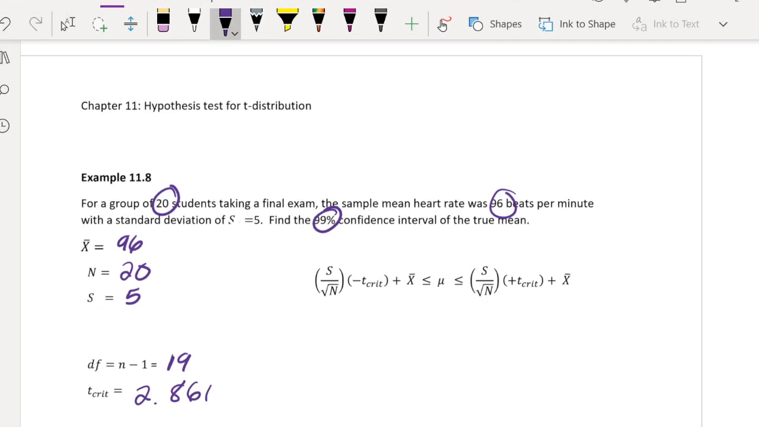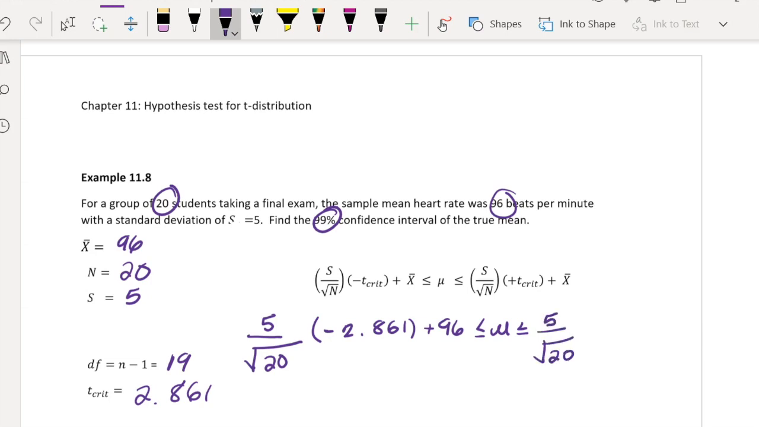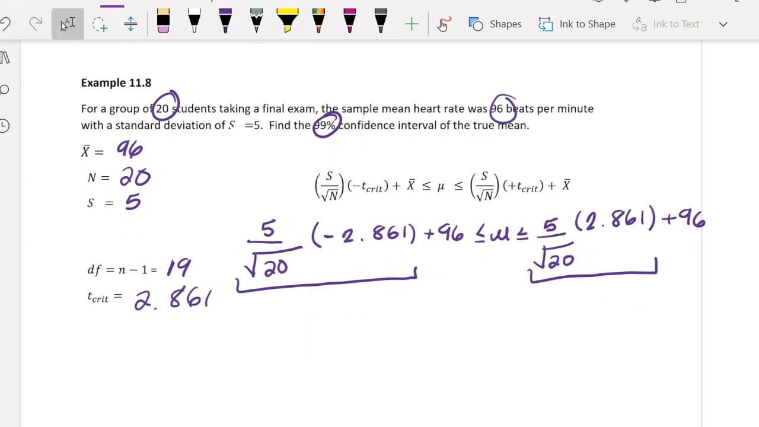So I do my best to make this fit here. Square root of 20 multiplied by negative 2.861 plus 96, and on the other side, multiplied by positive 2.861 plus 96. Again, we calculate the margin of error first, and it's the same on both sides.